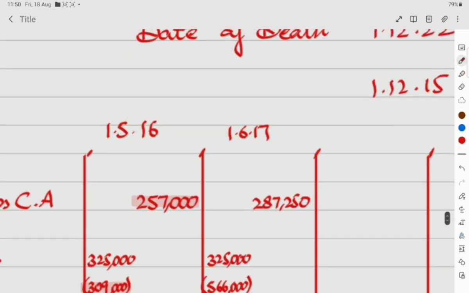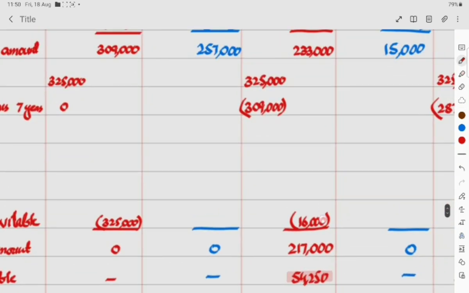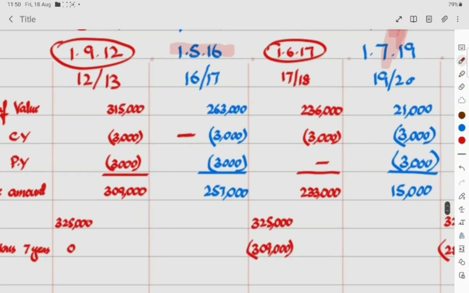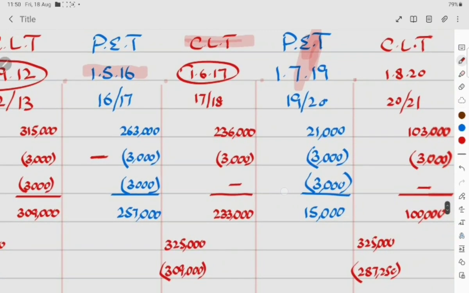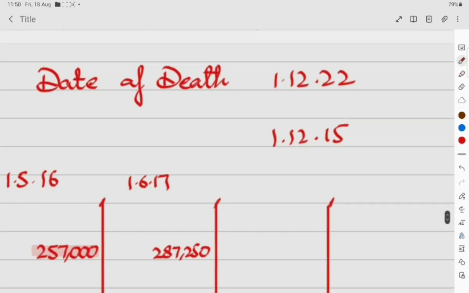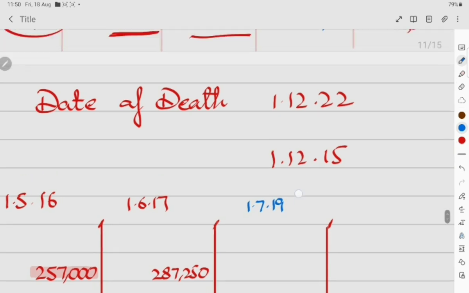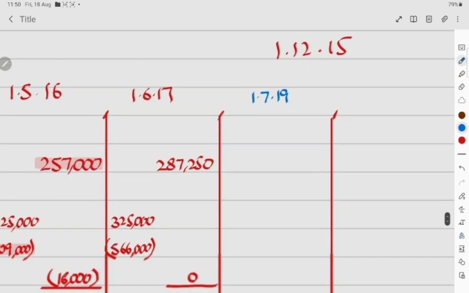Now we have to consider the third gift, the fourth gift on 1st July 19, and it was a potential exempt transfer. The gross chargeable amount of that gift is 15,000. The nil rate band is total 3,25,000 in this year as well. But how much nil rate band has been utilized in previous 7 years?